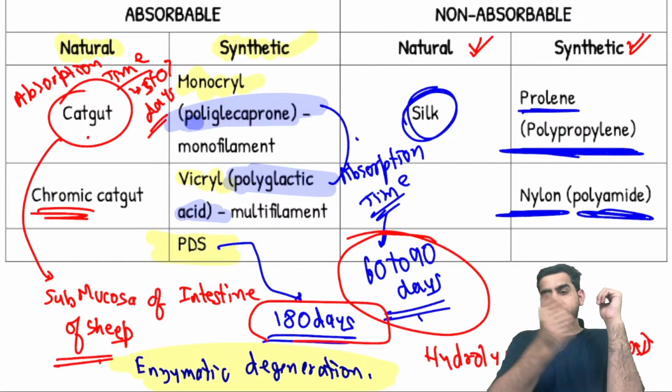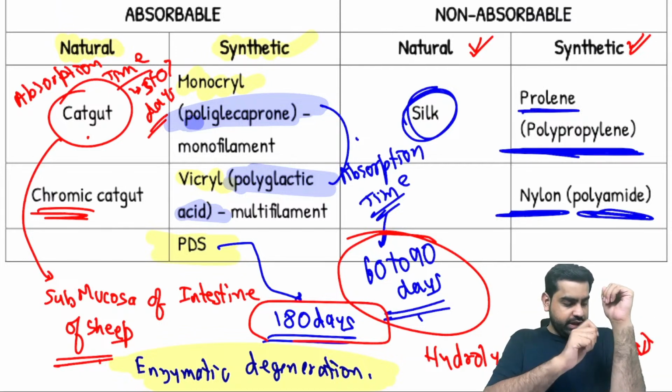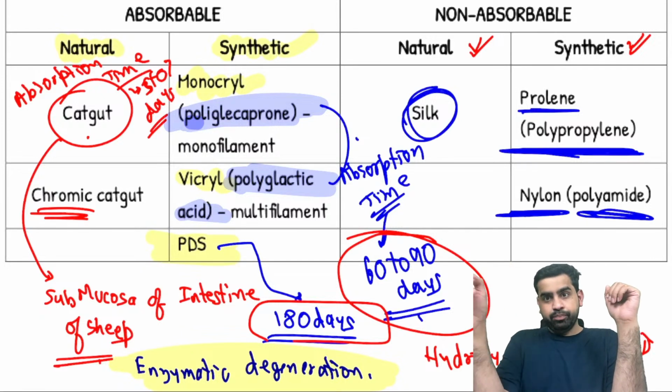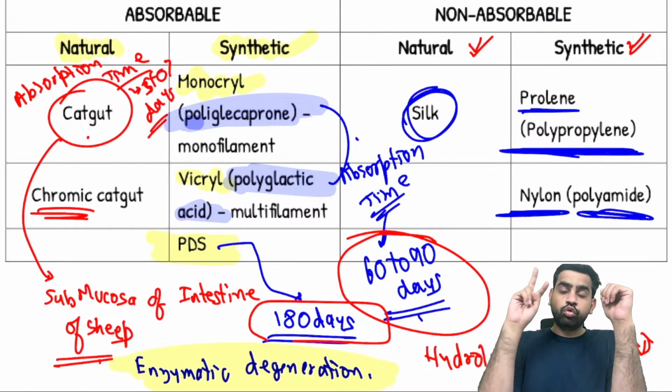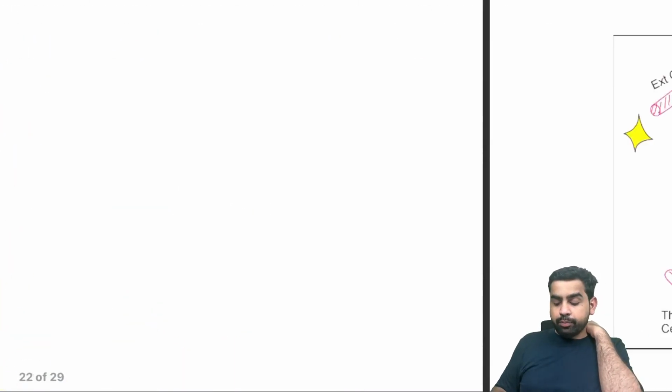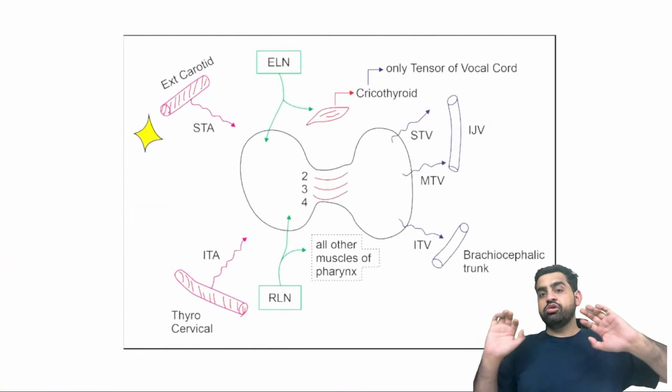Nylon is something which you use to take the skin stitches. But the actual name is not nylon, it is polyamide. And prolene is polypropylene. So these are the two synthetically occurring non-absorbable sutures. I hope you have understood this particular point. These are the important points regarding the sutures which you need to understand.